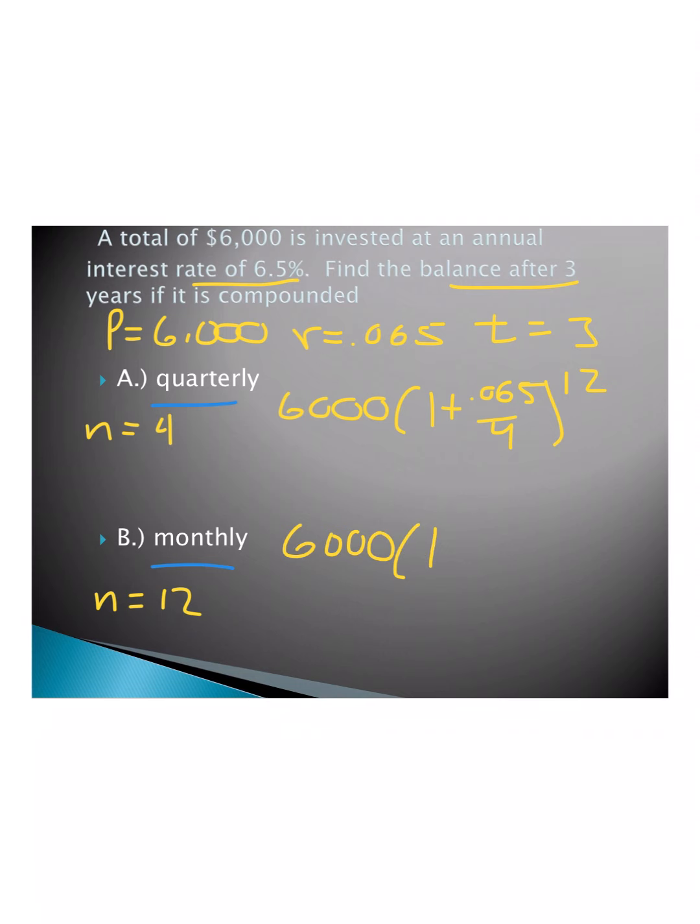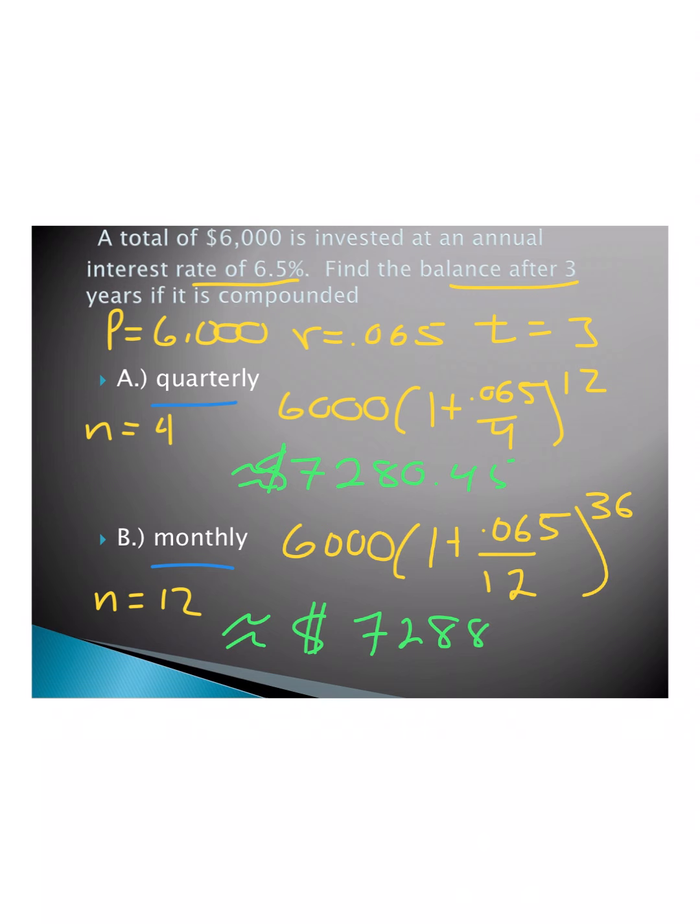We have 6,000 times 1 plus 0.065. This time it's going to be divided by 12. And then for my exponent, it's going to be 36 because I multiplied my 12 and my 3 together. When we calculate our answer for A, I got approximately 7,280.45. And for my next example, I got approximately 7,288.03. So notice that if we compounded things monthly, our value is slightly more than if we compounded things quarterly, and generally that's going to be true. The more you compound something, the more often interest is added, and the higher value you're going to have.